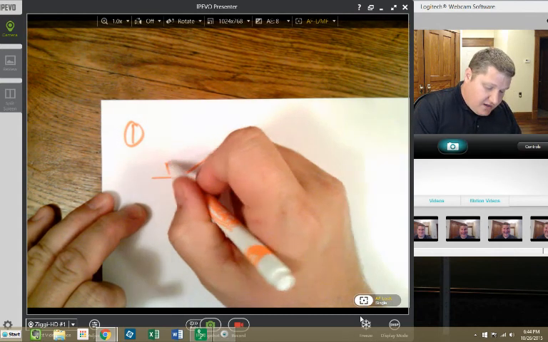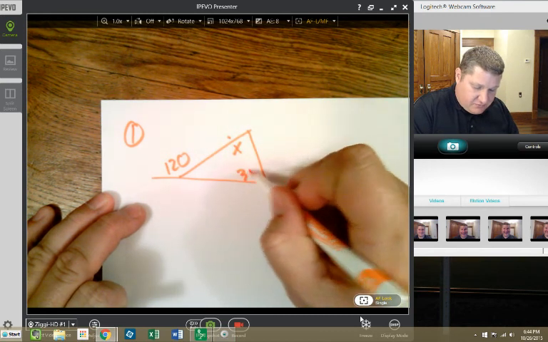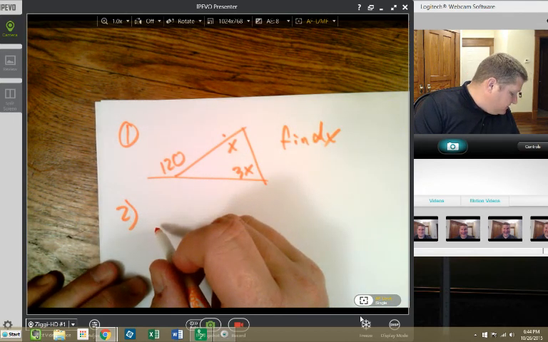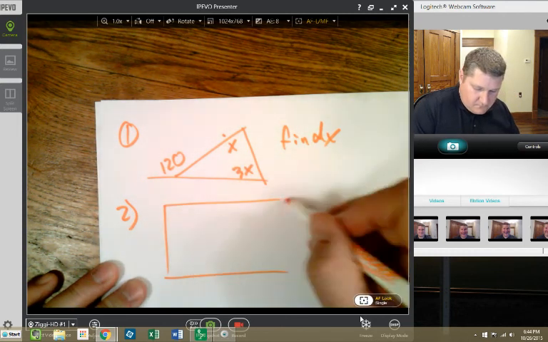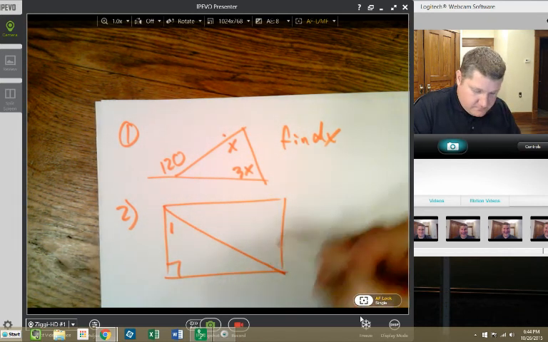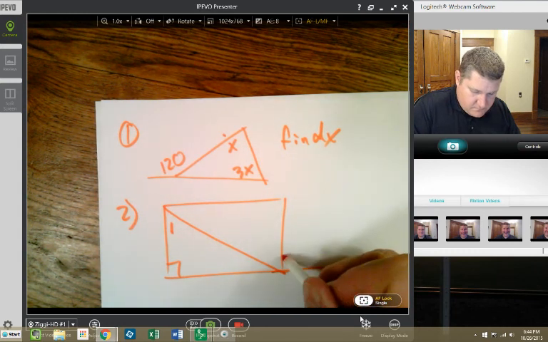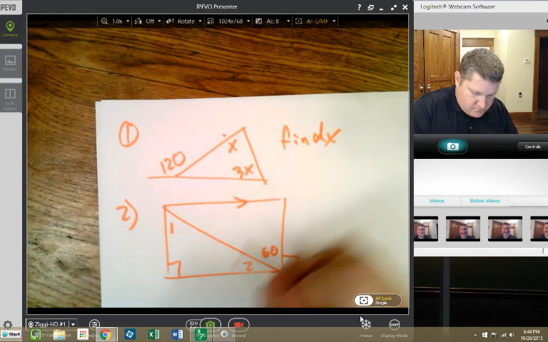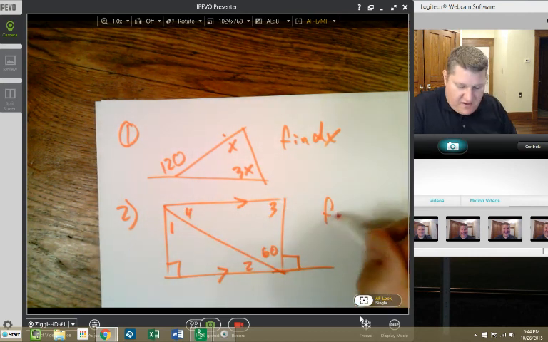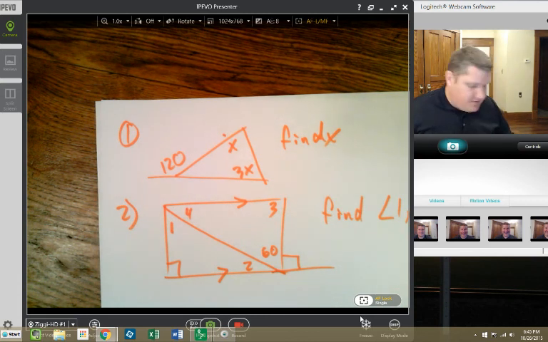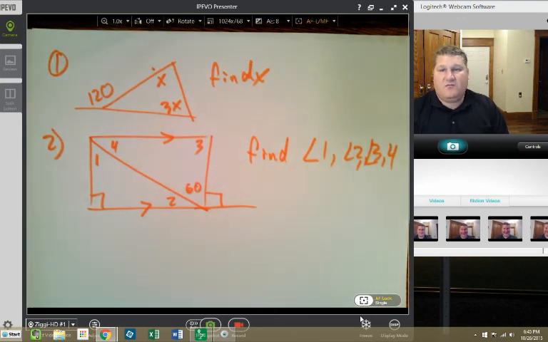We have 120, we have x, and we have 3x. Find x. Number 2, we have something in the neighborhood of the following. Find angle 1, 2, 3, 4. There you go. Okay, and we can do a number of other problems after that. So go ahead and do those problems right there as homework.